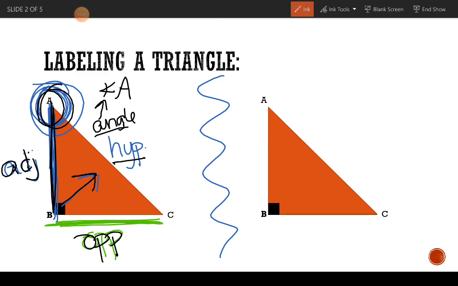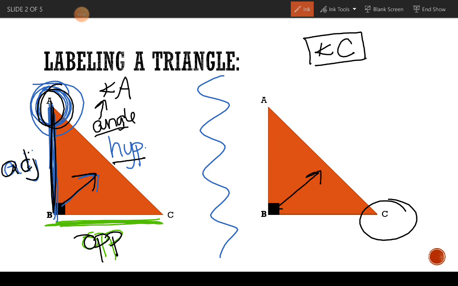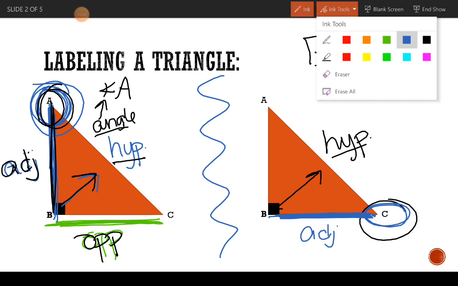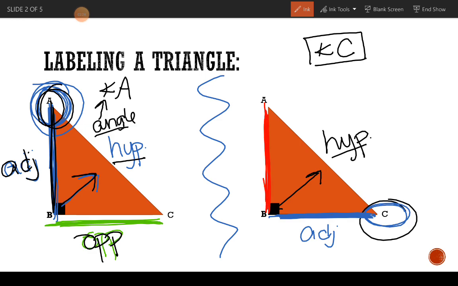Okay, now this is coming from angle C. So let's circle angle C. Again, you always label the hypotenuse first. The hypotenuse is directly across from the right angle, okay? But now this side right here, the base of this right triangle, is touching angle C. So now this side becomes the adjacent, and this side over here is not touching, so now this side is the opposite.